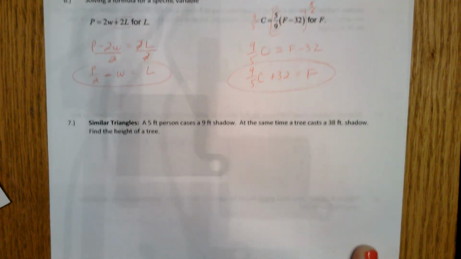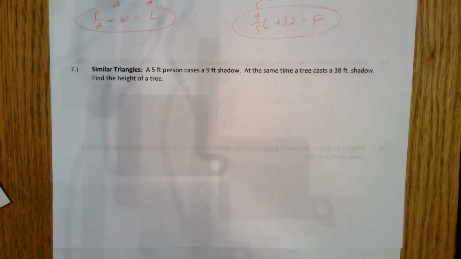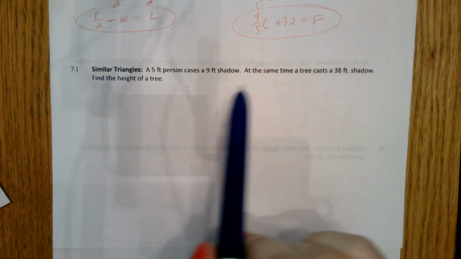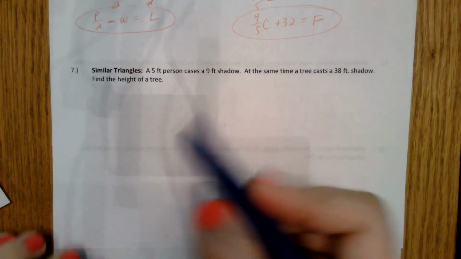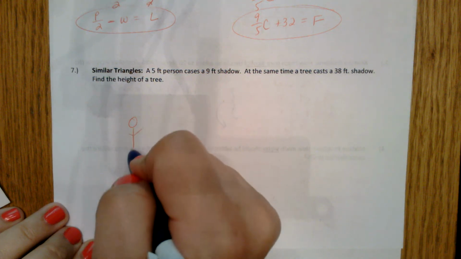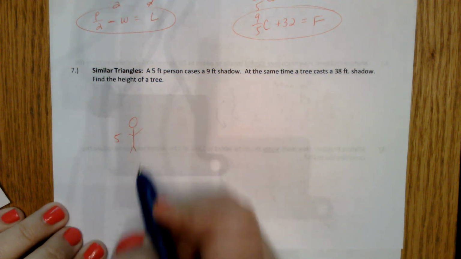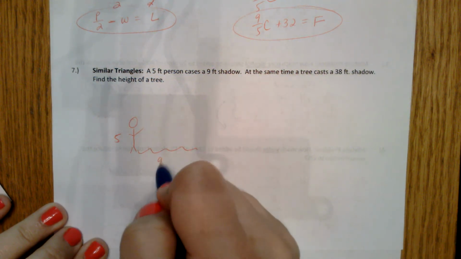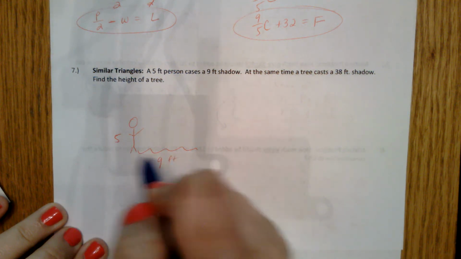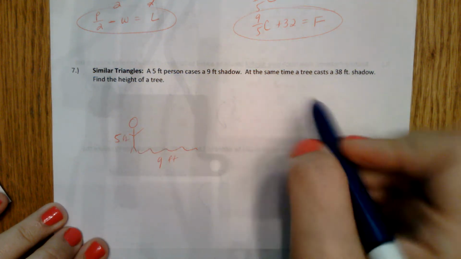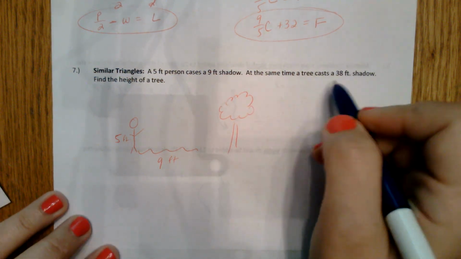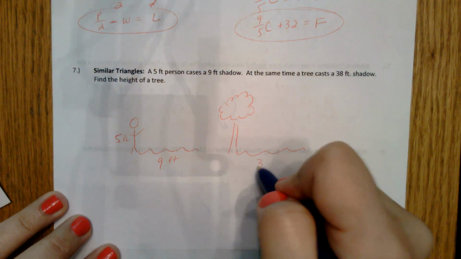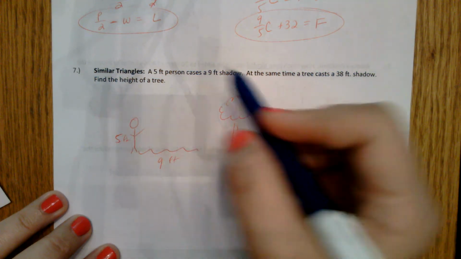All right, one more word problem-y thing. Hopefully this hasn't been too hard. Similar triangles. One of my favorite ones, from geometry. A 5-foot person casts a 9-foot shadow. Again, draw it out. Help yourself out here. Label 5 feet. Casts a 9-foot shadow. At the same time, a tree, here's my beautiful art skills, casts a 38-foot shadow. Find the height of the tree.